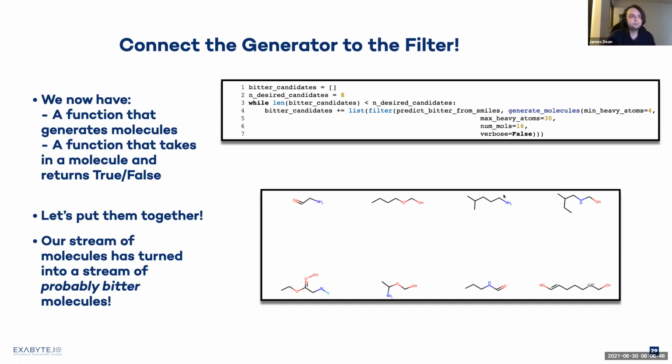Out here we have, for example, this amine. We have this aldehyde with an amine. We have some slightly less reasonable molecules. This is probably not the best molecule, but we could add additional filters, like for stability and whatnot. But what this has done is give us a pipeline of possibly bitter molecules.